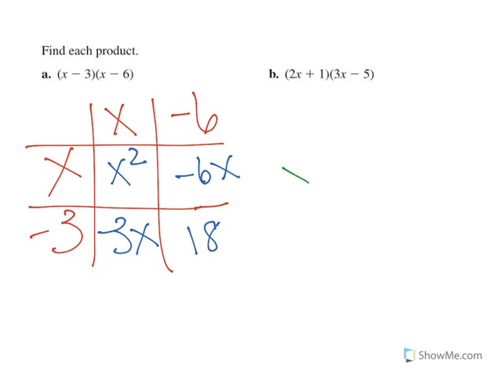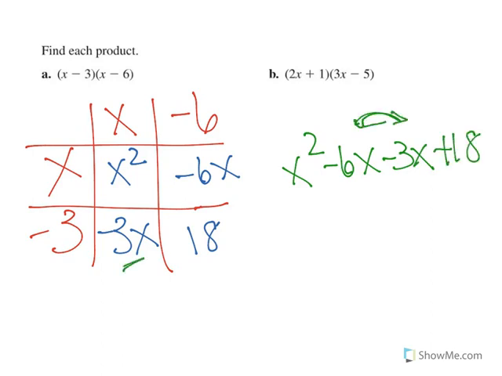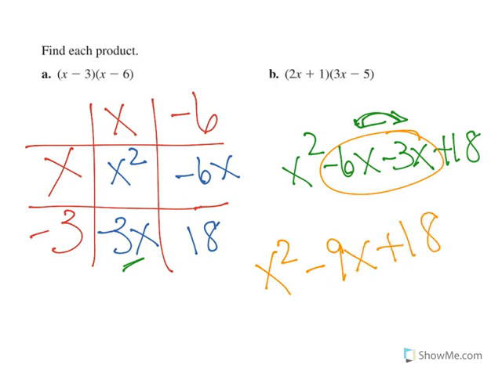And then we write it out. X squared minus 6x minus 3x plus 18. Could you have switched these two and written this -3x first? Of course, it doesn't matter. And then combine your like terms: x squared minus 9x plus 18. Okay, don't forget that last step. It's important to combine those like terms.